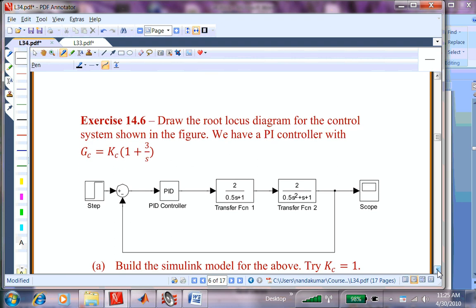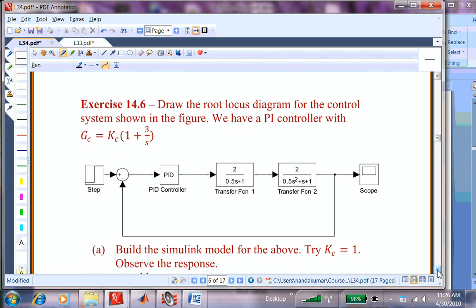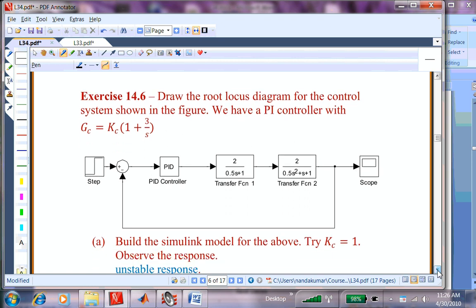Okay, the next problem is a long problem, and I want to take the time to make sure that we go through this carefully. So let's just set up the problem and try to understand it. Okay? Draw the root locus diagram for the control system shown in the figure. We had a PI controller. We are given what the controller is, Kc times 1 plus 3 over s. That means that a degree or the extent of integral action is given to you. Okay, 0.333. And the process transfer function also is given. And so you notice that it's effectively a third order transfer function.